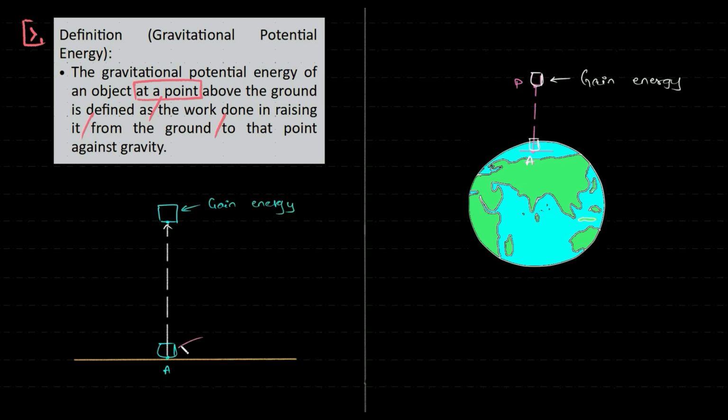We have seen this. If work is done on it, in terms of energy, what happens? It gains energy, and this energy is your gravitational potential energy. So if I call this point P, the gravitational potential energy at point P is the energy gained because of the work we have done in lifting it from the ground to that point.